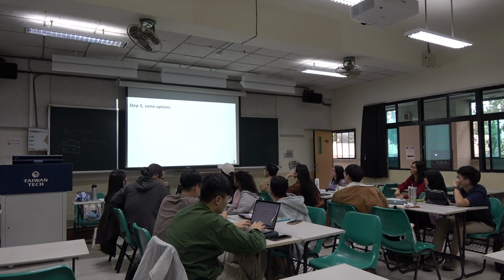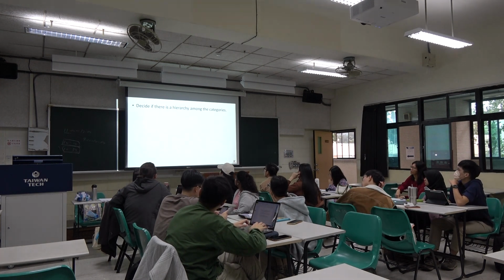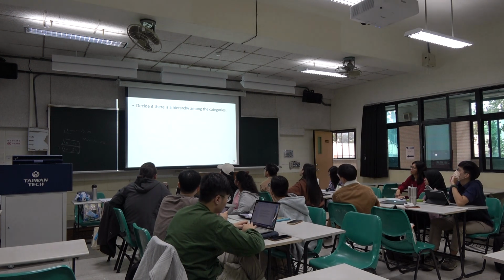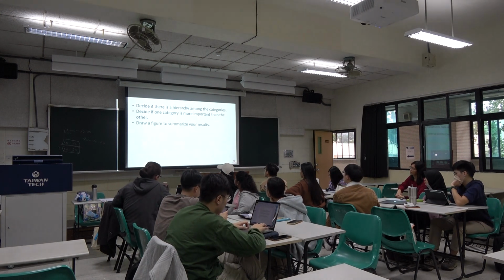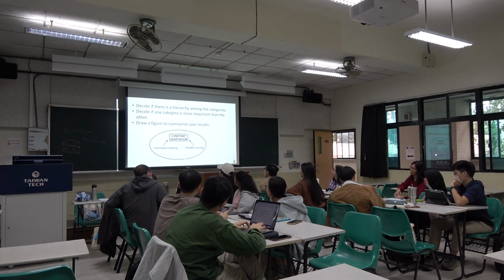Step 5, here are some options. You could, if you want to, decide if there's a hierarchy among the categories. You could also decide if one category is more important than the others. And you could also draw a figure if you want to. Here's an example that I put together.